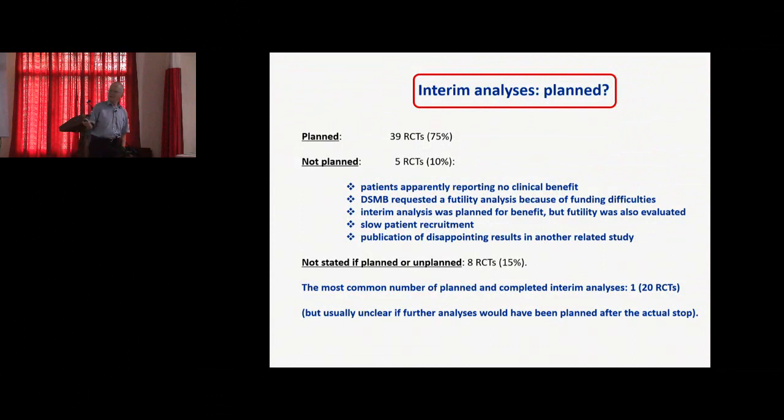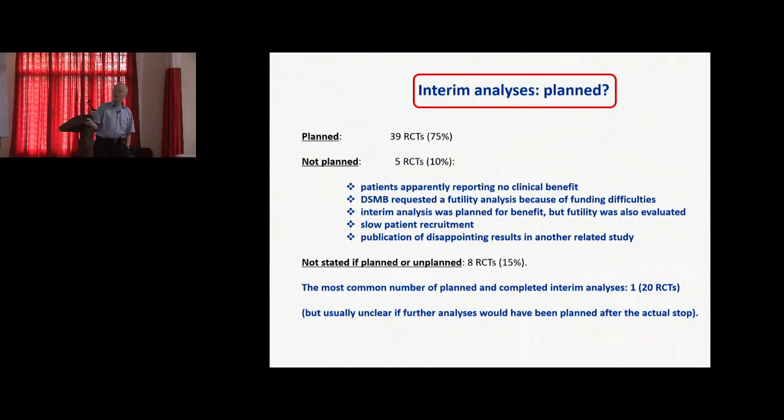Well, they said things like this. The patients were apparently reporting no clinical benefit. Okay, well, that's good. Seems like a good reason, but they should have thought of that ahead of time. This one was because of funding difficulties. They were having trouble keeping the study going, and so the Data Safety and Monitoring Boards, interestingly enough, requested that a futility analysis be done. So it wasn't planned, but it was done.